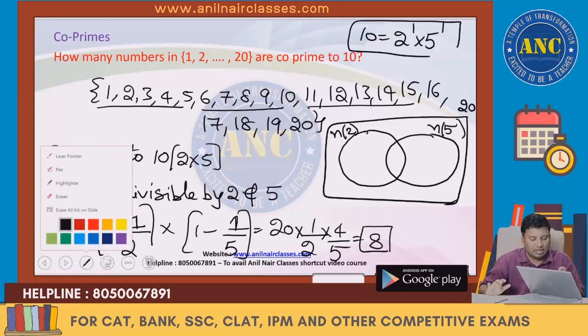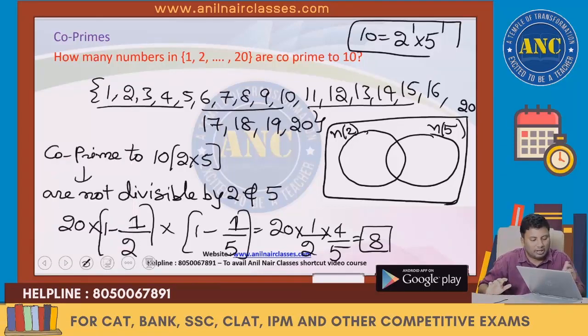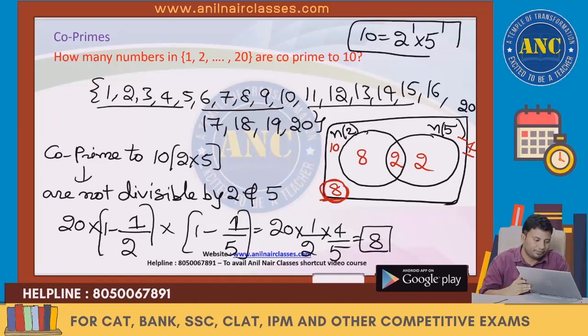Now if you see here, how many are divisible by 2? Which is nothing but 10. How many are divisible by 5? Which is nothing but 4. How many are divisible by 2 and 5? 10 means 2. So these is nothing but 8, and these is nothing but 2. 8 plus 2, 10, 10 plus 2, 12. This value I require, 8. I hope the idea is clear.